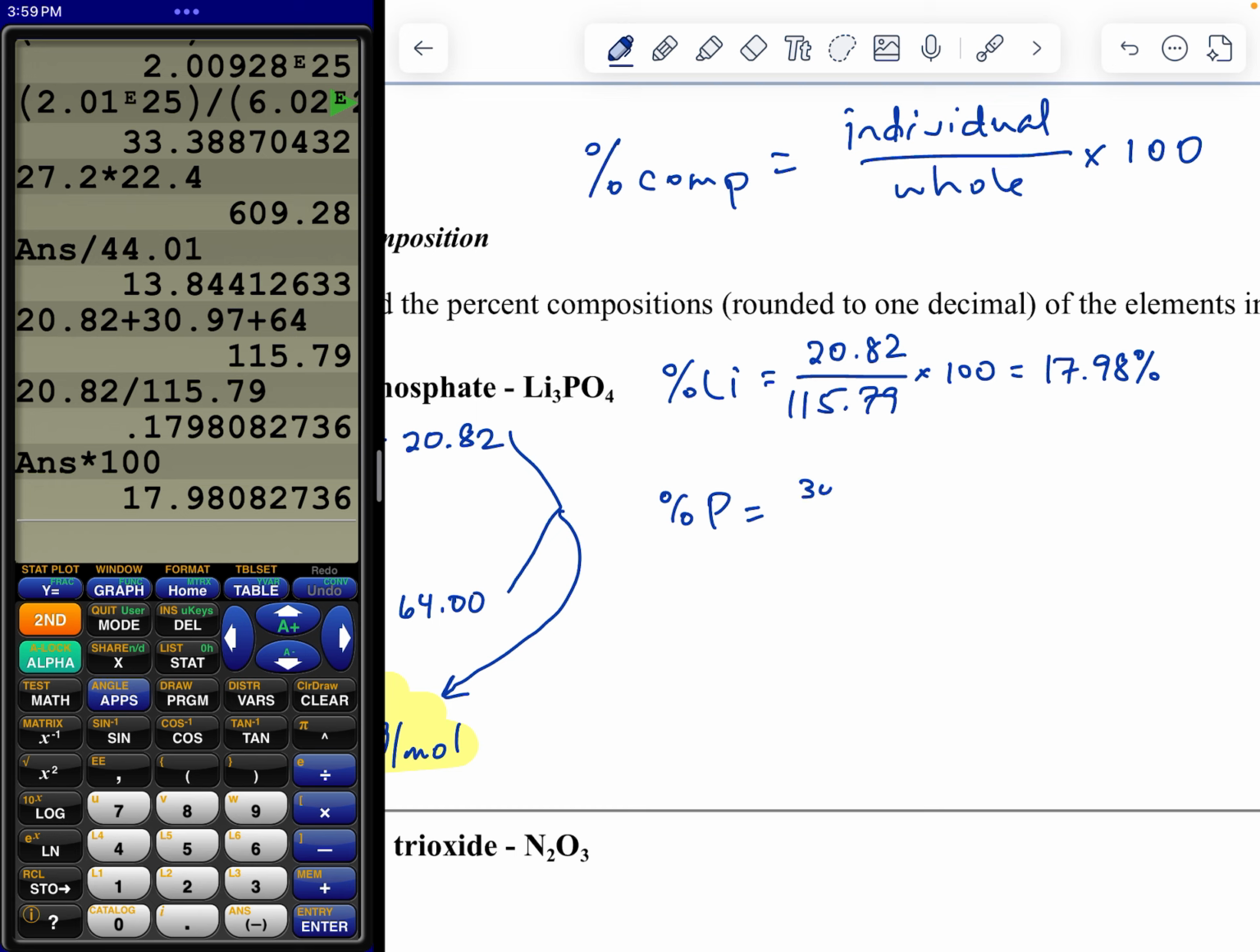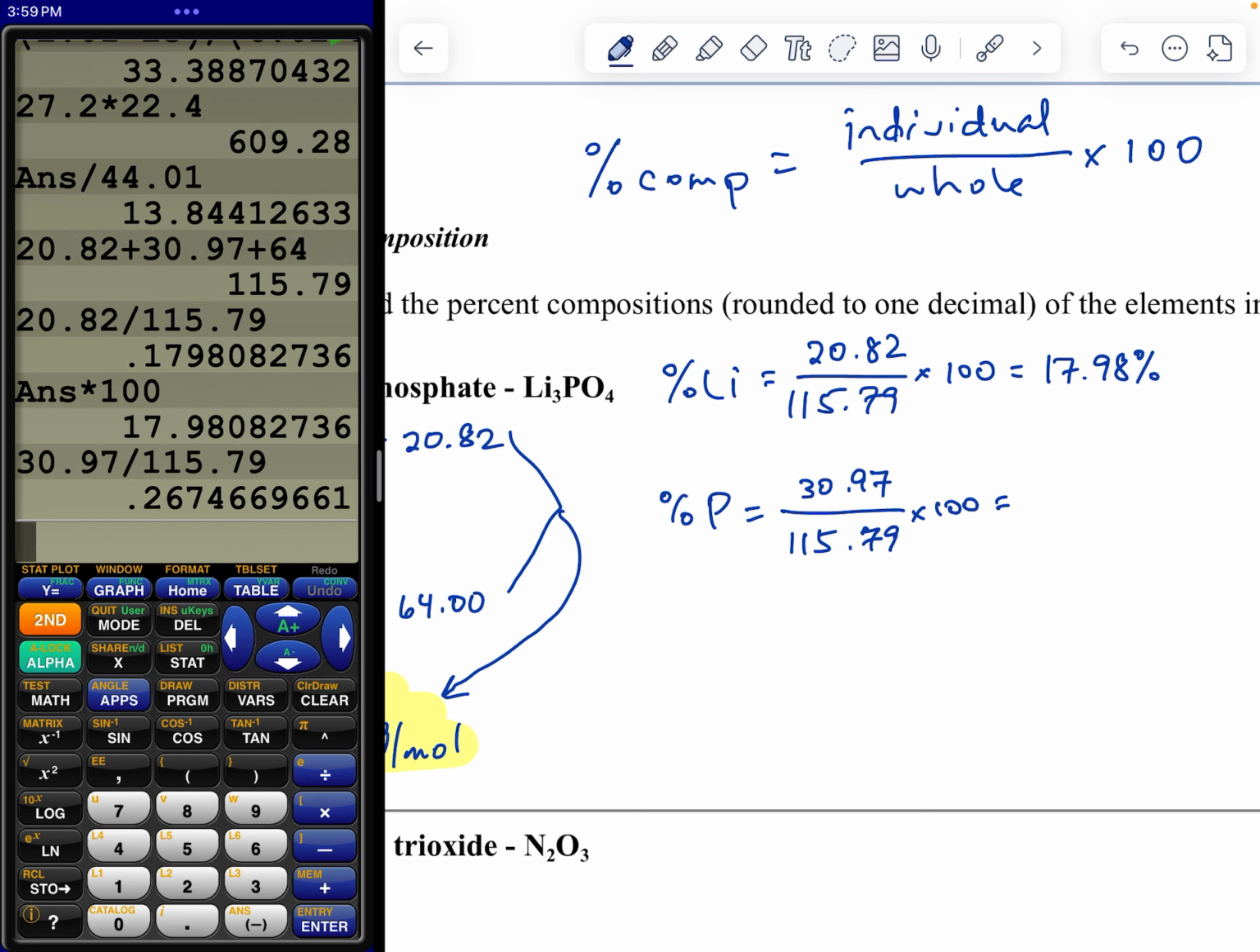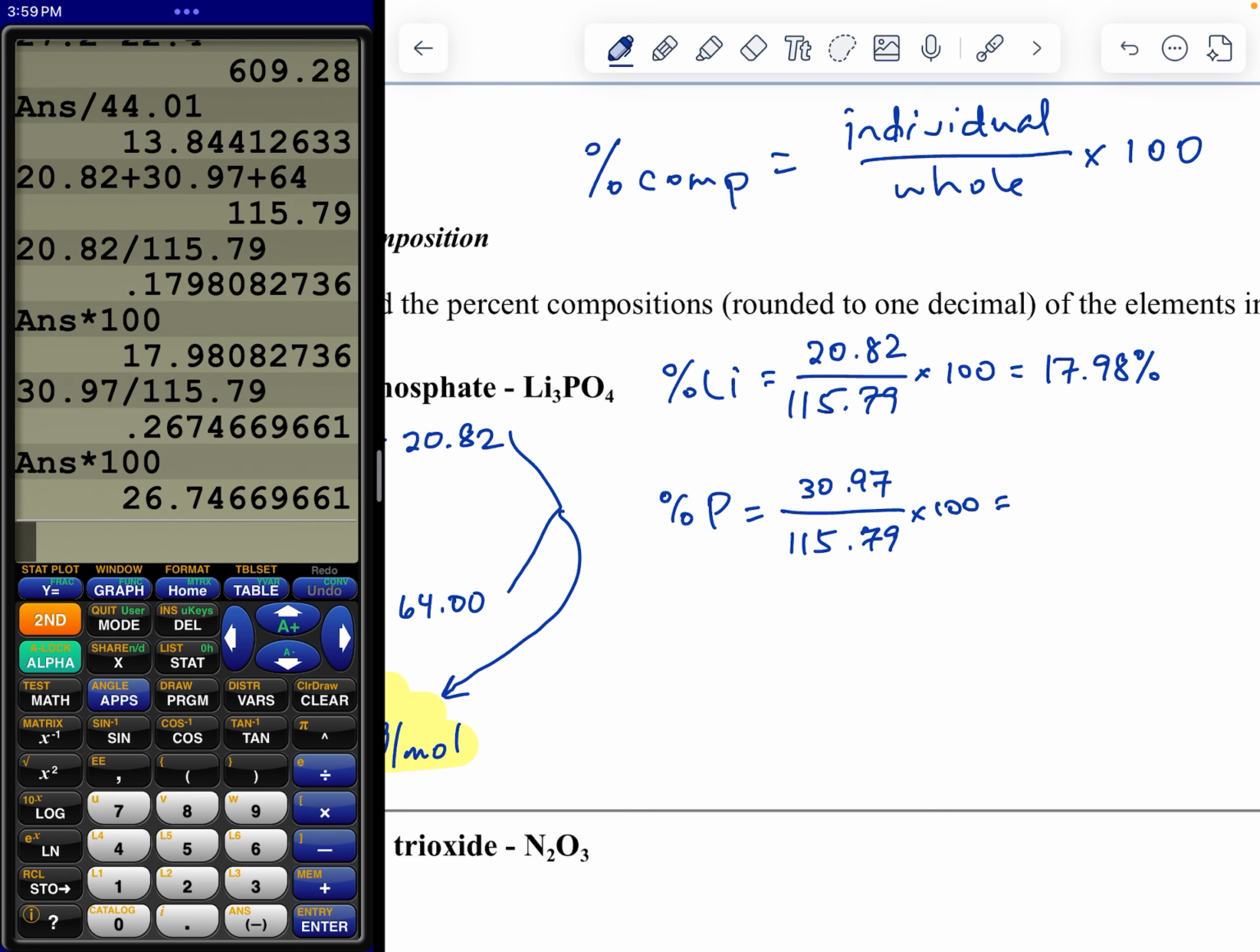Let's do the percent of phosphorus. Phosphorus, there was only 1, so there's only 30.97 grams contributing, but the whole is the same, right? It's the total molar mass. 30.97 divided by 115.79, and then times 100 to get that percentage. That 6, we can bump up that 4. So 26.75. Normally I'll have you just go up to the nearest tenth for percentages.